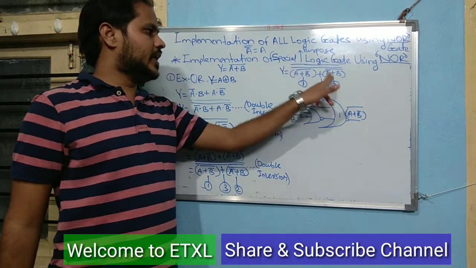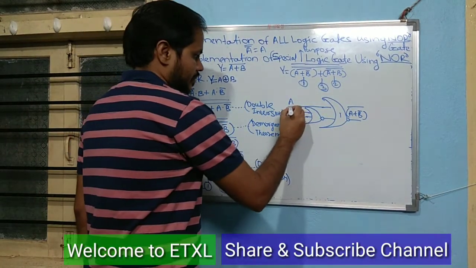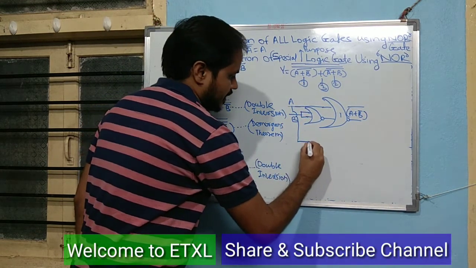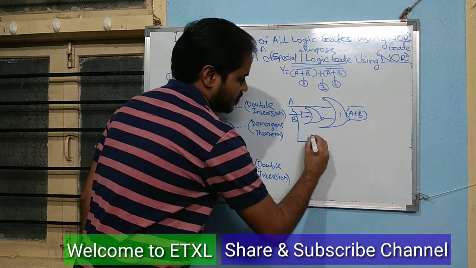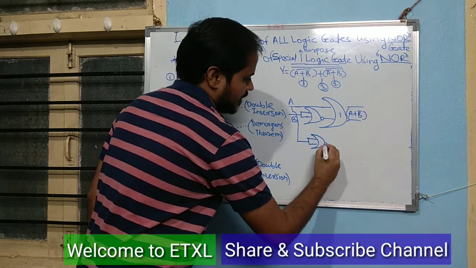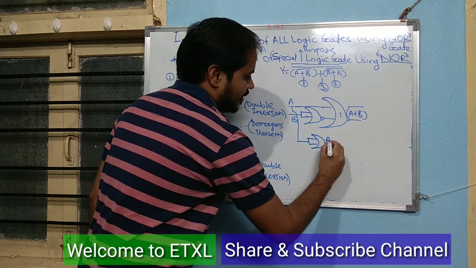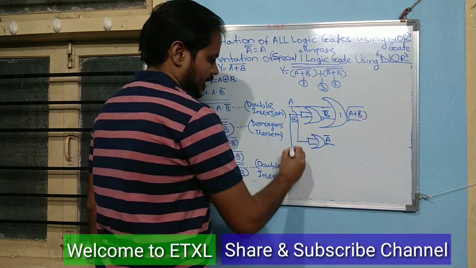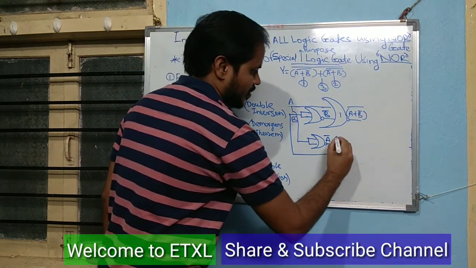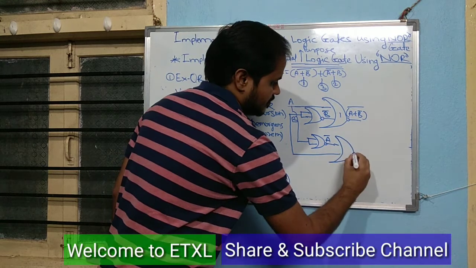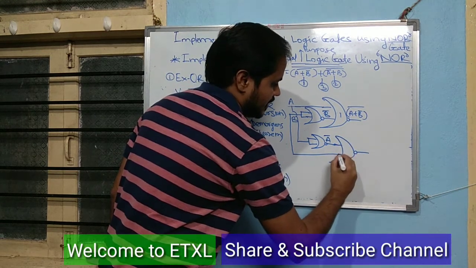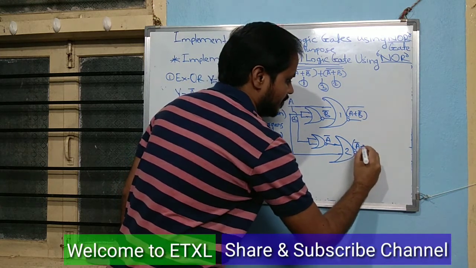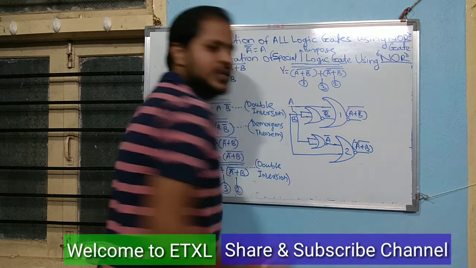The next NOR gate is for A bar plus B. Make the short connections of A. Here is the A bar, here is the B bar, and the B input as it is. Apply the second NOR gate here. Then here you are getting A bar plus B, whole of this bar.